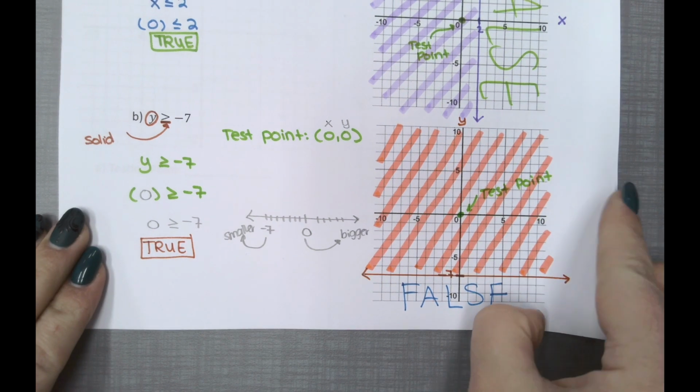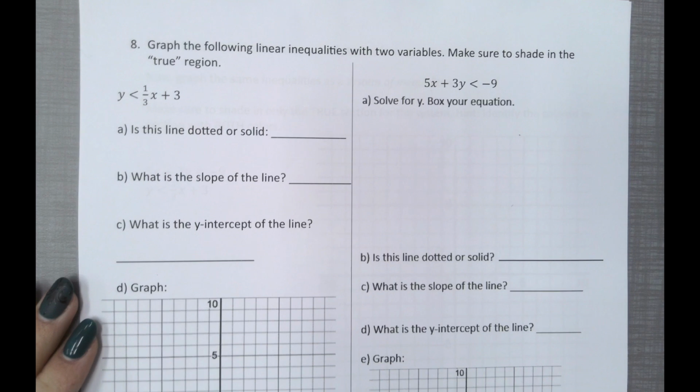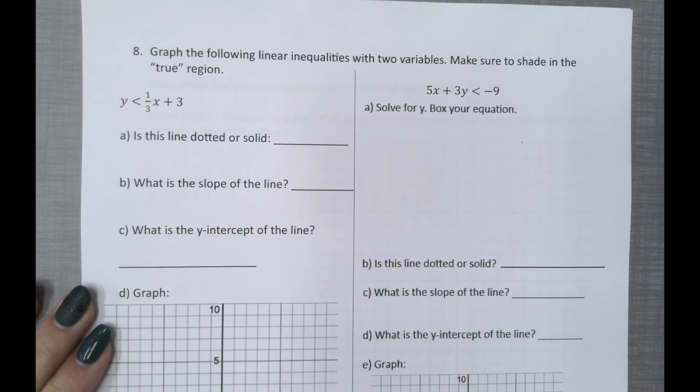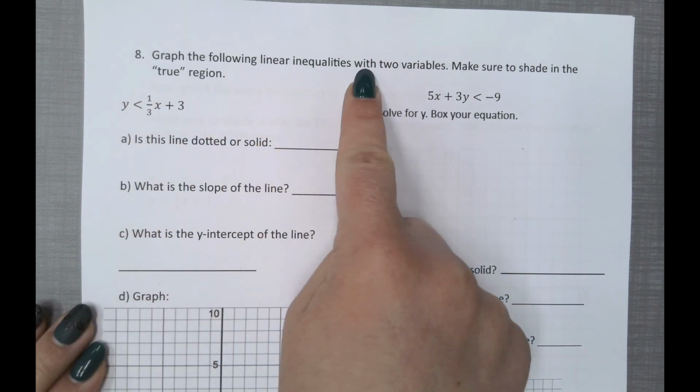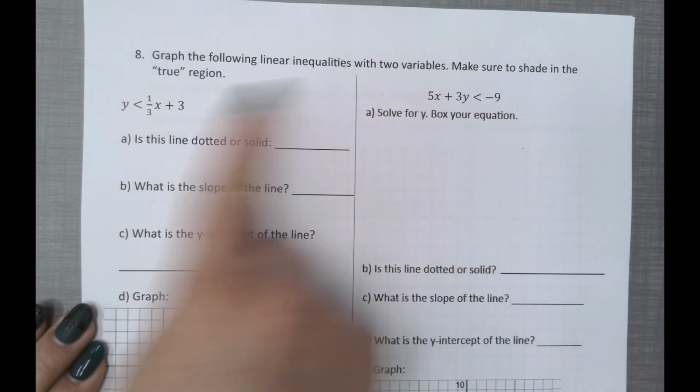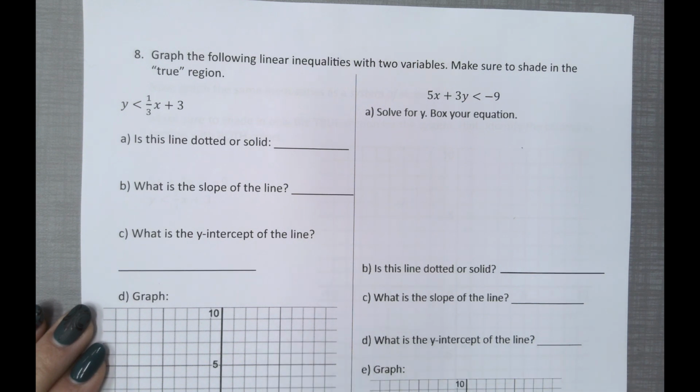All right, let's move on. That was question number 7. Question number 8 is a two-parter. So you have A, you have B, even though you have ABCs. So you have 1 and 2. Graph the following linear inequalities with 2 variables. Make sure to shade in the true region. So let's start with the one on the left.